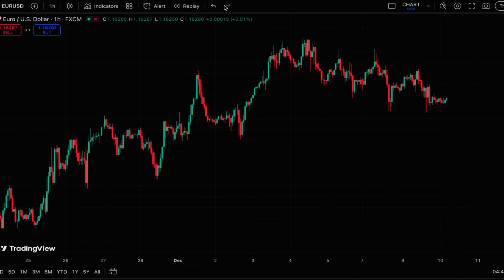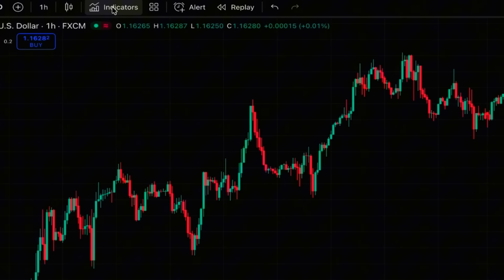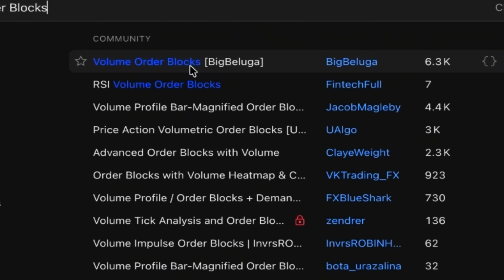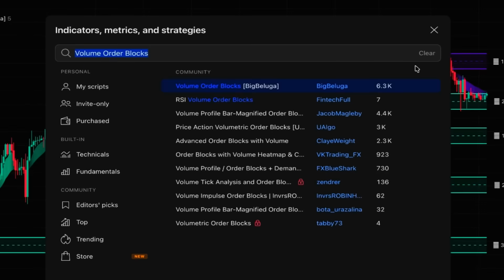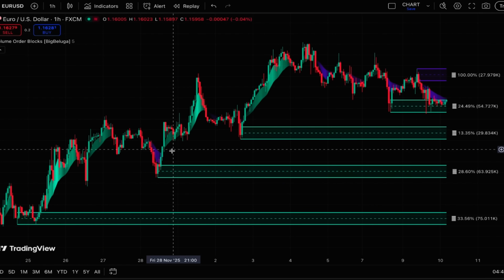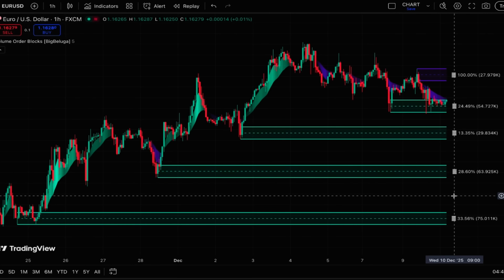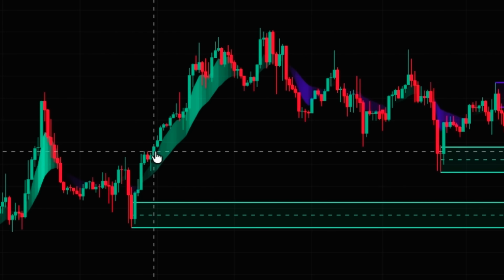Alright, now let me add the second indicator. Here we click on indicators and we search volume order blocks, this one, which is written by Big Beluga. Alright, this is the indicator, and as you can see, we have a ribbon, some levels and information that are added to the chart. This ribbon is actually built based on two exponential moving averages.